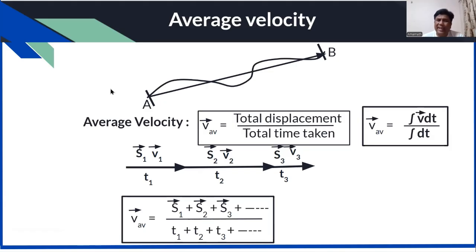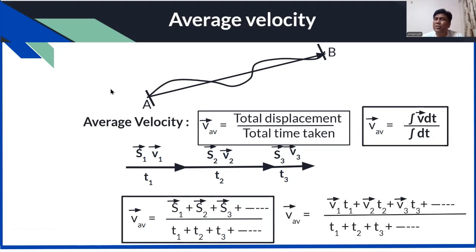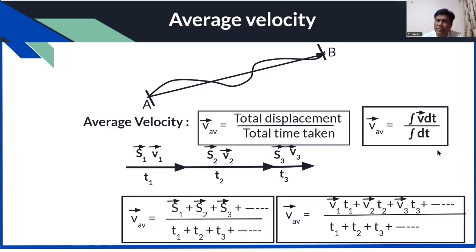Now you see that S1 can be written as V1 into T1, because distance equals V into T. S1 can be written as V1 T1, S2 as V2 T2, S3 as V3 T3, like this. So if displacement is not given and only the velocities of the different segments are given, we can use this. Using these formulas, we can solve some questions. So get ready for the numericals.